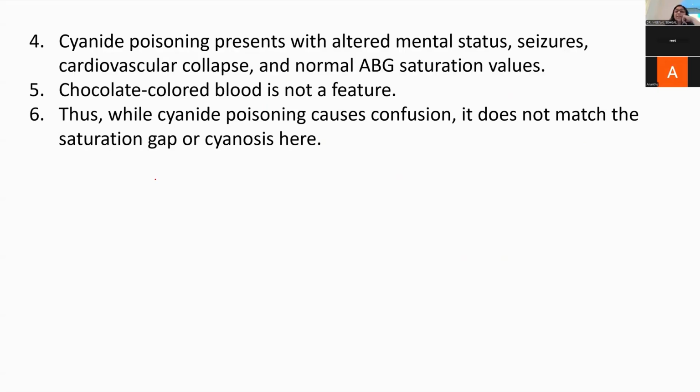Cyanide poisoning will present with altered mental status, seizures, cardiovascular collapse, and normal ABG saturation values. Chocolate brown color of the blood is not there. Thus, while cyanide poisoning causes confusion, it does not match the saturation gap or cyanosis here.